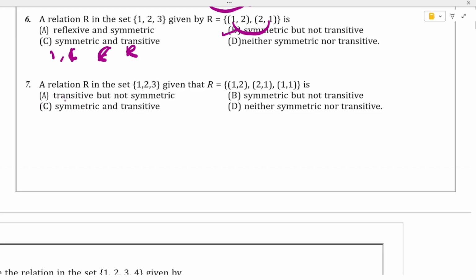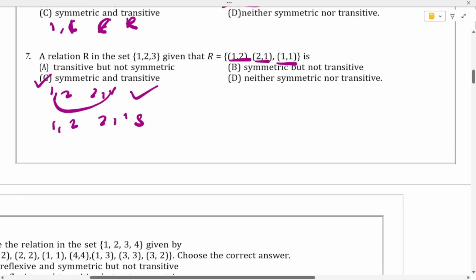Now let's see the seventh question, that is {1, 2, 3}, and you have given (1,2), (2,1) and (1,1). See, (1,2), (2,1), that means (1,1), (1,1) is also there, it is transitive, and (1,2), (2,1) means it is what? Symmetric. It is both symmetric and transitive, so the answer is option C.